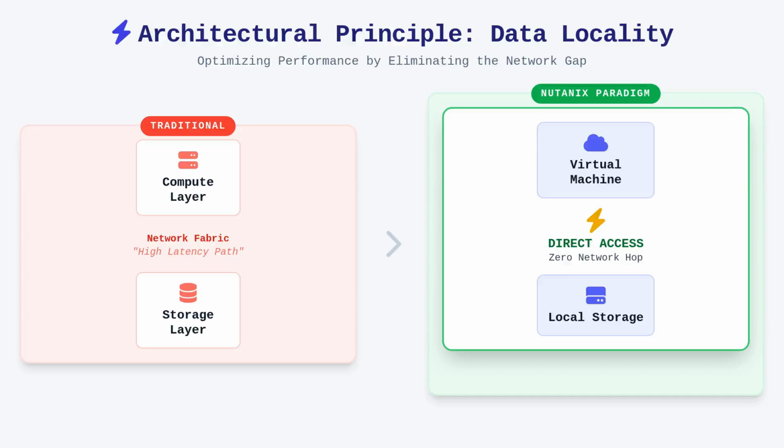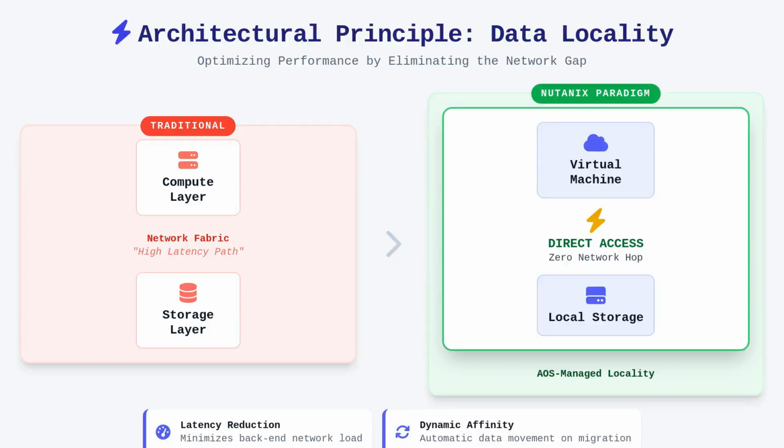While the system manages the movement of data behind the scenes to maintain this affinity as VMs migrate between hosts, the container acts as the scope for these locality policies. By respecting the nuances of locality during initial container design, we ensure the most efficient use of resources and the lowest possible I/O response times for our infrastructure.